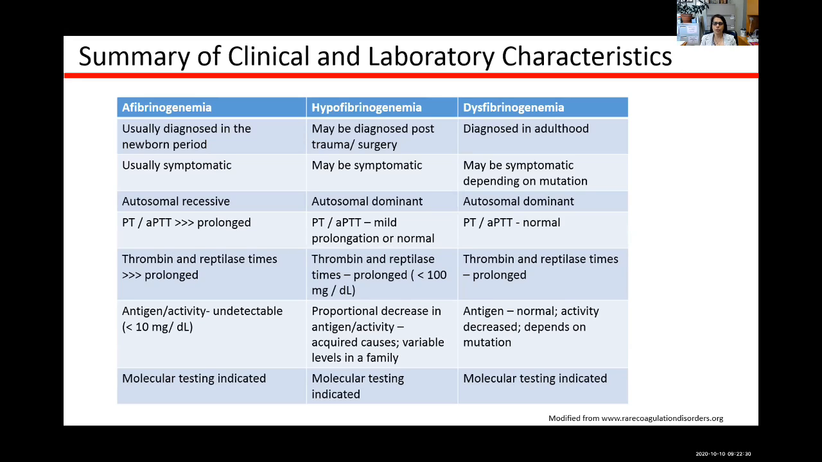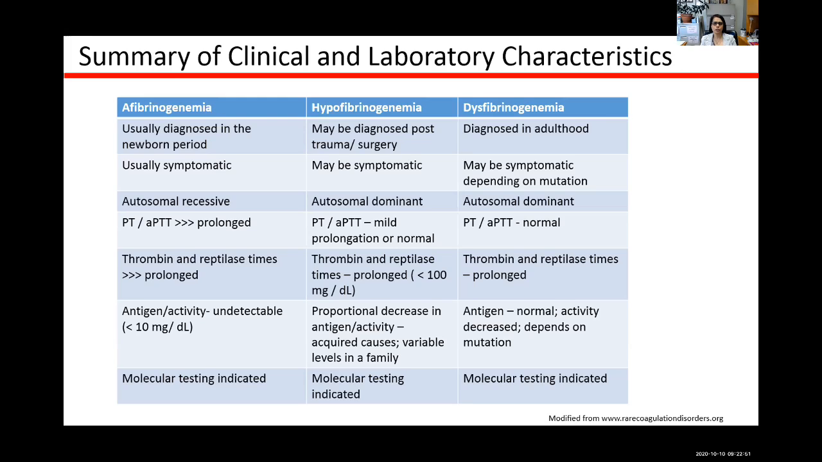In dysfibrinogenemia, both the PT and PTT tend to be normal, but the thrombin and reptilase times tend to be prolonged because this is a qualitative defect, and thrombin and reptilase times assess the qualitative defect. When you do the antigen and activity in somebody with afibrinogenemia, it's typically undetectable.